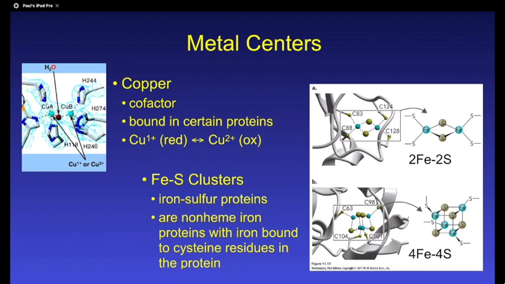Fe4S4 complexes can carry lots of electrons, and so we can have single electron transfers or multiple electron transfers in irons that are not heme. And so these complexes are found in a lot of different places.